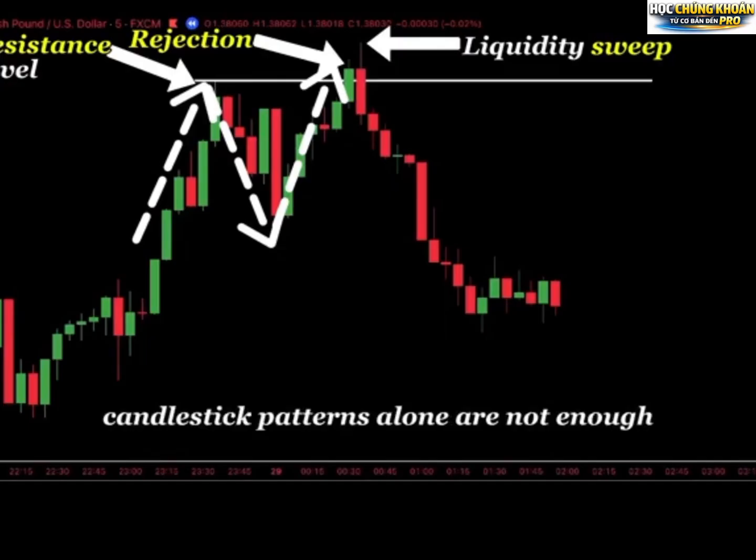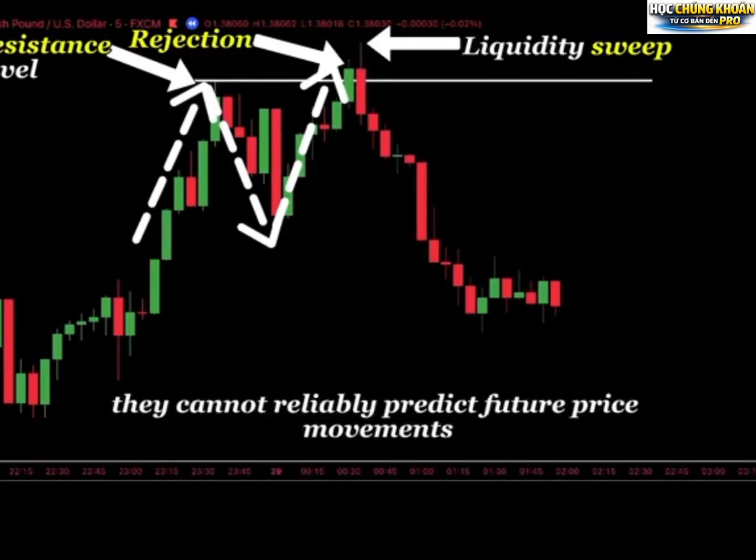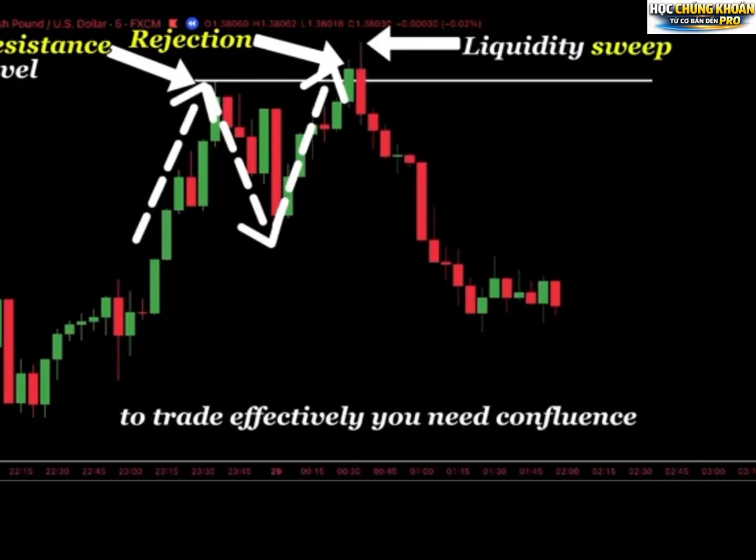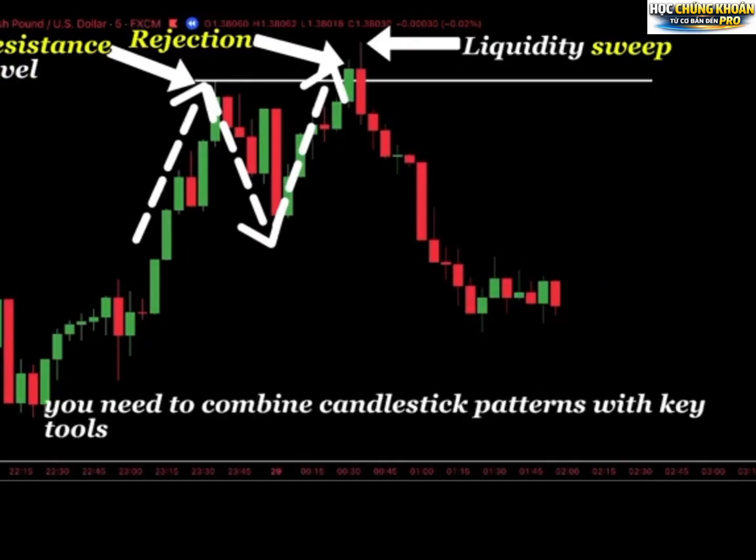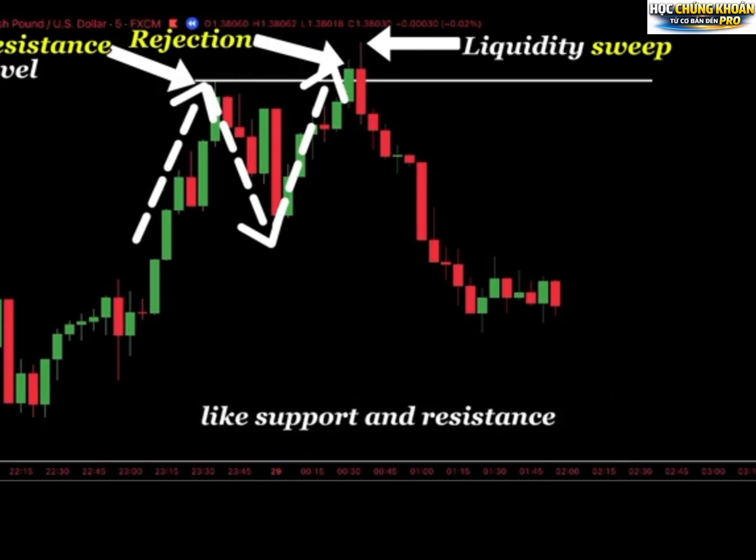So what does this tell you? Candlestick patterns alone are not enough. Yes, they help you read the market, but on their own, they cannot reliably predict future price movements. To trade effectively, you need confluence. You need to combine candlestick patterns with key tools like support and resistance. And that's exactly what you'll learn in the next lessons of this course.